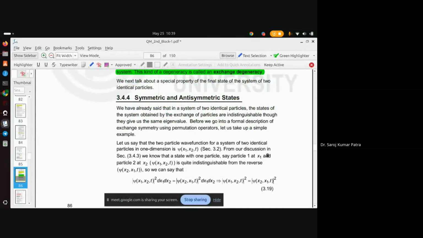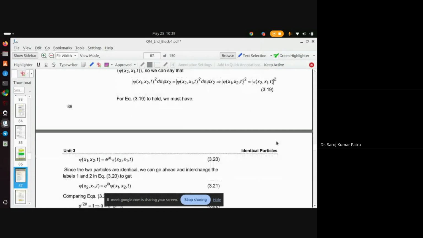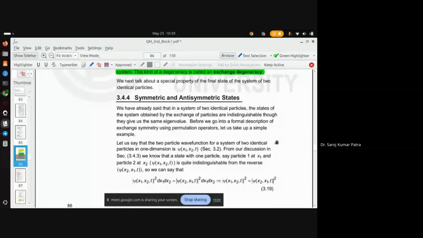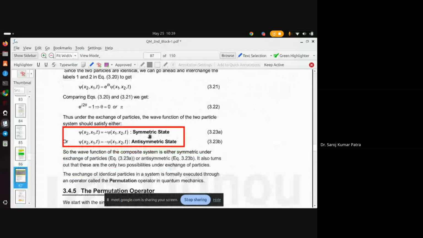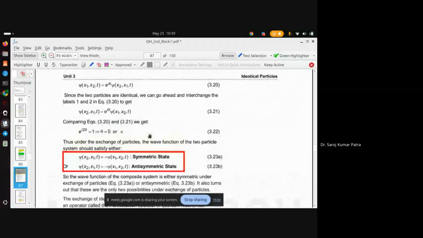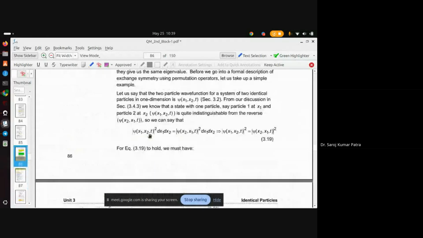No. Okay, then we move over to something called symmetric and antisymmetric states. Symmetric states and antisymmetric states. तो क्या है symmetric states and antisymmetric states? Let us come to these two equations first. Not that one, over here. 3.19. क्या बोल रहे हैं?